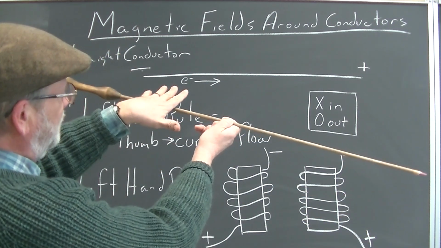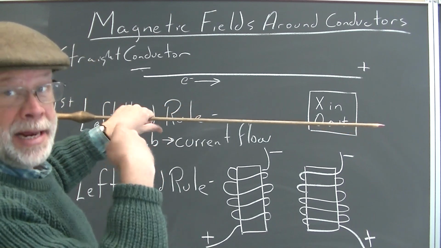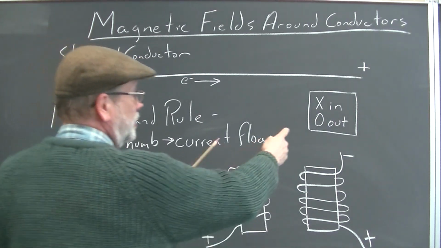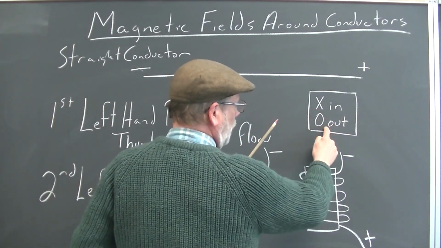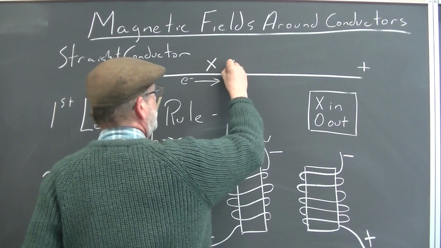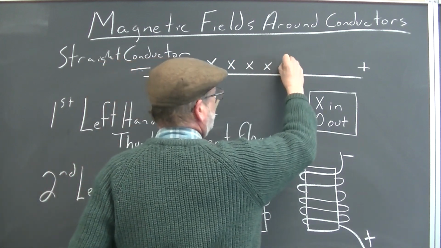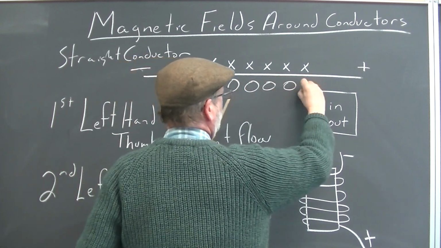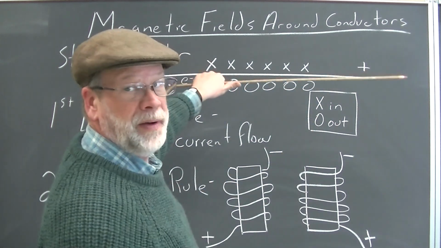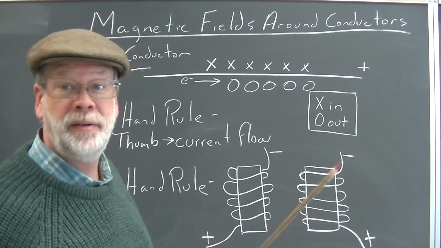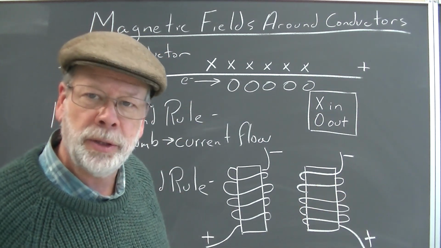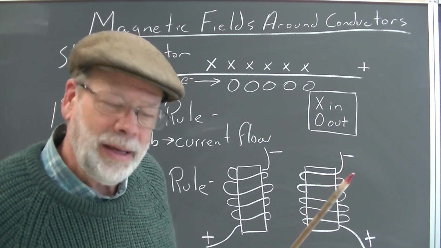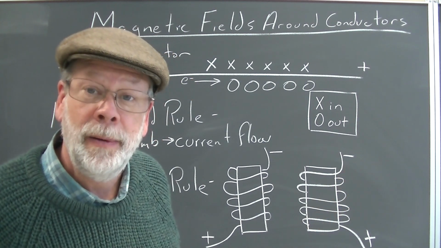So in this case, you can see my fingers on top are pointing into the board. My fingers on the bottom are pointing out of the board. So the convention, X marking in, O marking out. So we would say the magnetic field is going into the board there. It's coming out of the board on the bottom. And that's very simply how we define the magnetic field around a straight conductor. Okay, what can you do with that? Not much. Why? The magnetic field is incredibly weak.